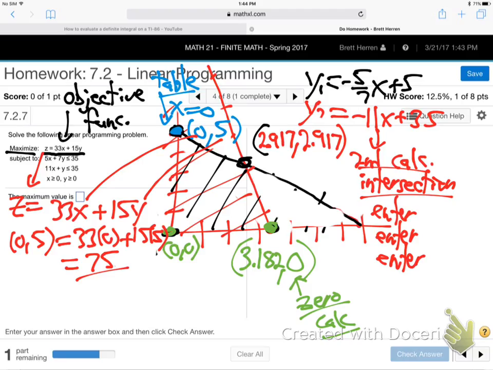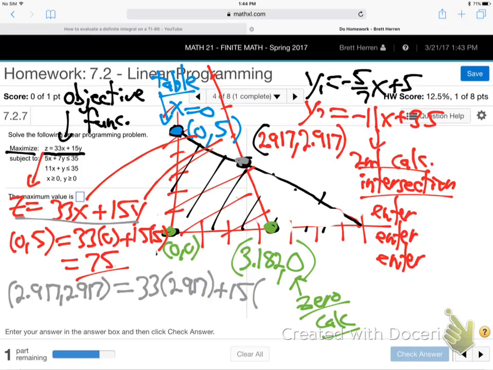I'm going to plug in 2.917 for x and y in this objective function. So 33 times 2.917 plus 15 times 2.917. Somebody have a calculator? Can you give me that number? I mean, I got a calculator. Yes, I can do it. So it's 33 times 2.917 plus 15 times 2.917. I'm getting 140. You guys getting 140? 140. That's my second answer.